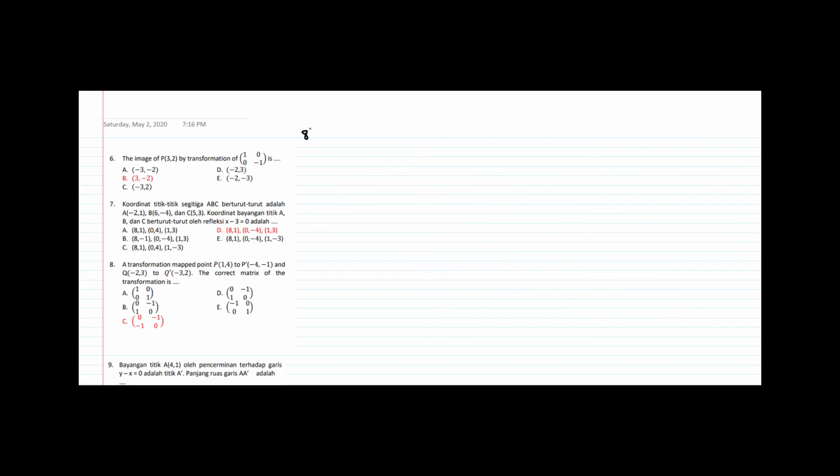Okay, and then number 8, transformation T maps P to P accent. So I don't have the transformation matrix, so I write like this. We have T transformation, it will become P accent (negative 4, negative 1). Okay, and then for the second one, Q (negative 2, 3) with the same transformation will produce a Q accent (negative 3, 2). Okay, so we have to find the matrix.